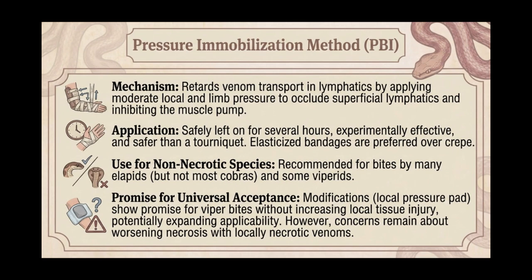It involves applying moderate local pressure and limb compression to block superficial lymphatic vessels, while immobilizing the limb in a splint to inhibit the muscle pump mechanism responsible for venom movement. When applied correctly, the pressure immobilization method can be safely left in place for several hours. Experimental evidence suggests that it is as effective as using a tourniquet to prevent venom spread, but it is significantly safer. Recent research indicates that elasticized bandages may be more effective than crepe bandages in achieving proper compression.